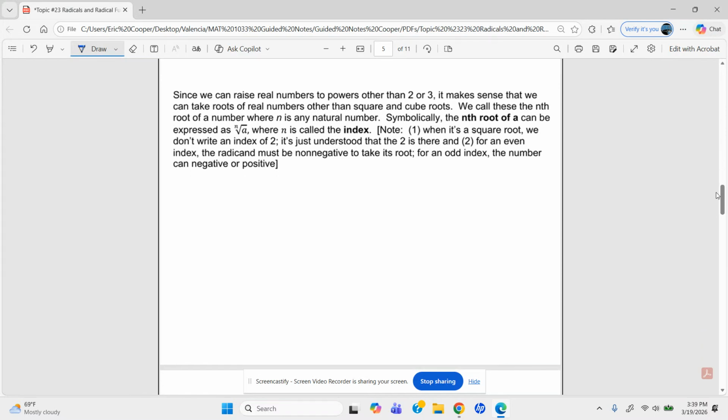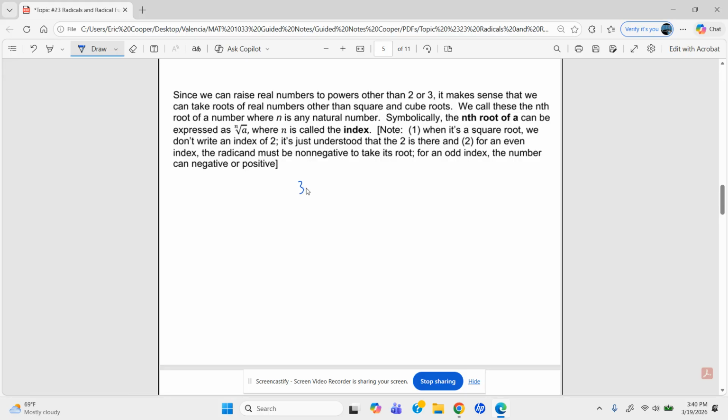Since we can raise real numbers to powers other than 2 and 3, it makes sense that we could take roots of real numbers other than square and cube roots. We call these nth roots. So an nth root is really just us finding any value for our root. The n is called the index. In a square root, we never really see it.